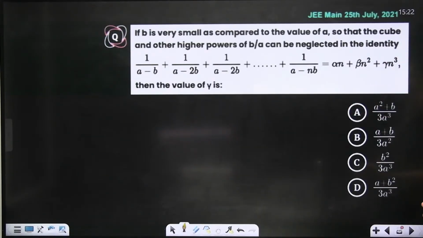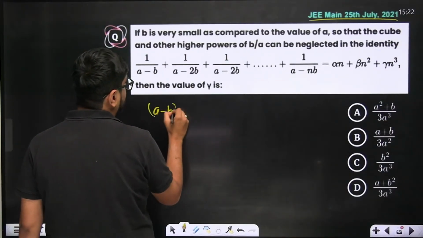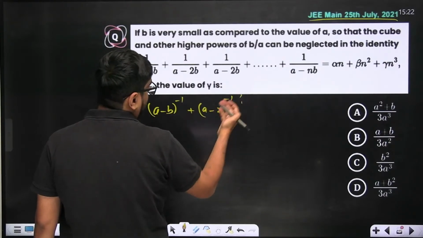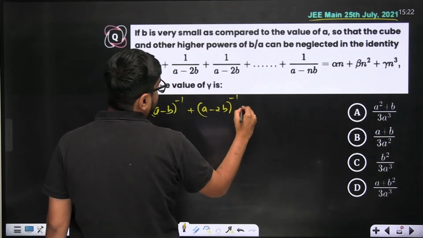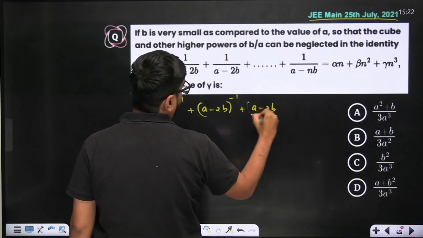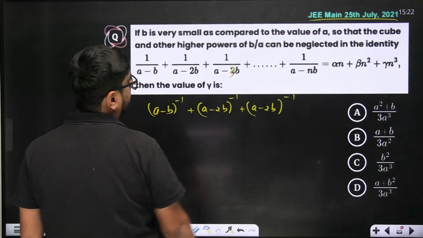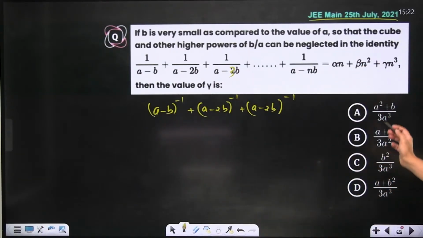This again, one question, solved the same way. This came in 2021. You see these expansions: (a minus b) to the power -1, (a minus 2b) to the power -1. Hey, this should be 3b here, I think. Okay, whatever. Now you expand, and what is it saying?